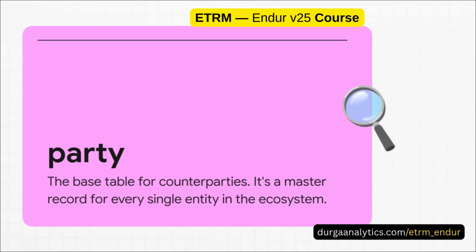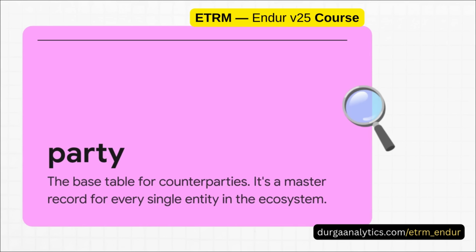It all begins with a single foundational concept that's captured in one master table, party. The simplest way to think of this is as the master address book for the entire market. Every single entity we've talked about today, Shell, PJM, a specific trading desk, a utility, is first defined with a unique master record in the party table.